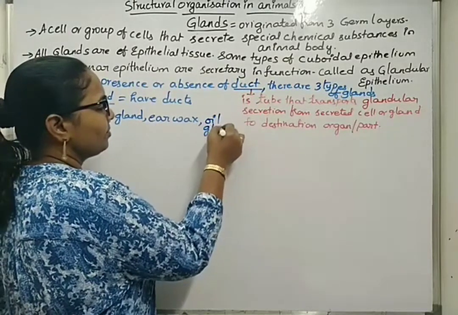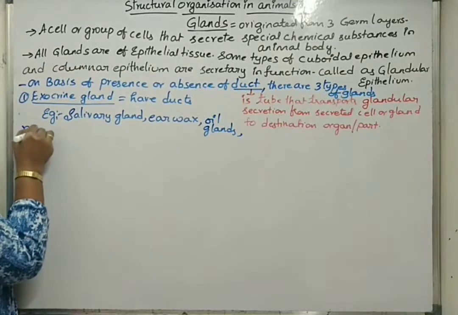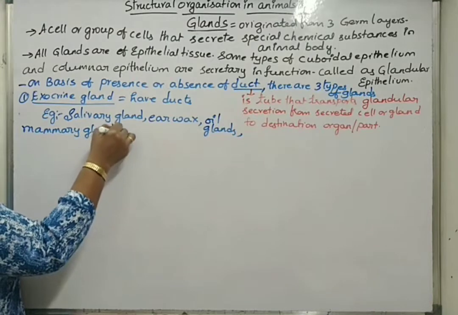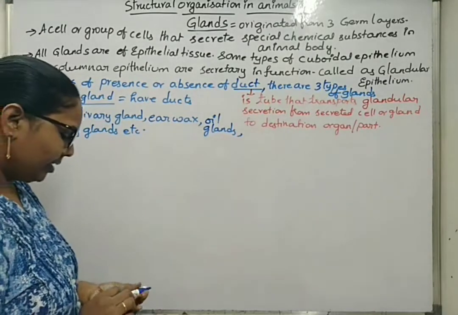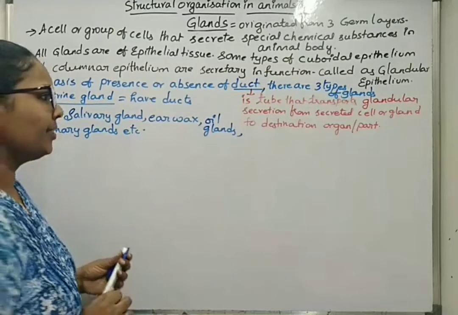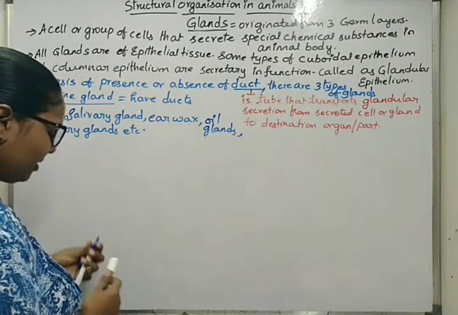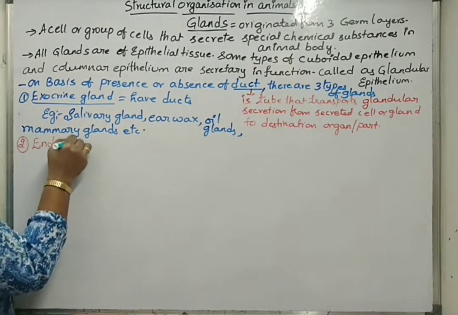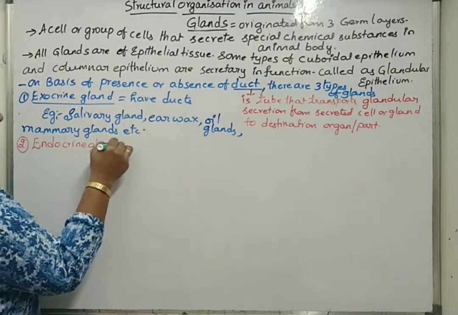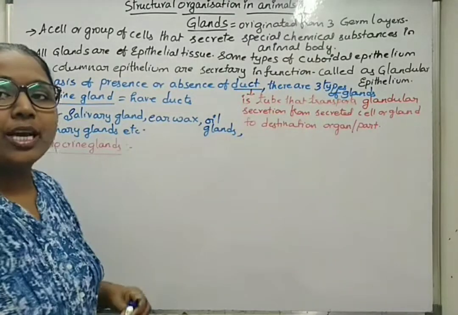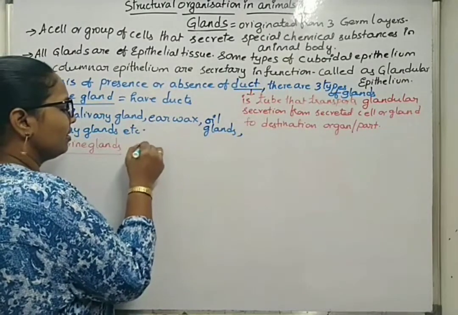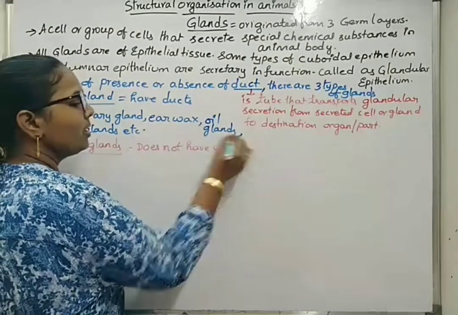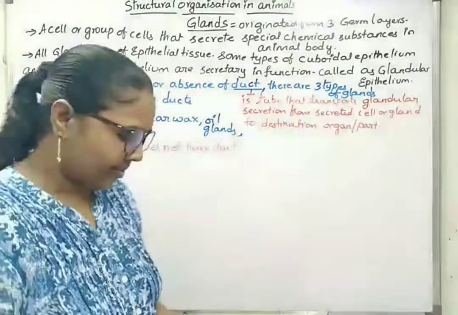Oil glands, mammary glands, etc. There are some types of exocrine glands that we will see later, but just now we will see the terms. Second one, endocrine glands. Endocrine glands do not have a duct. So these are also called ductless glands.